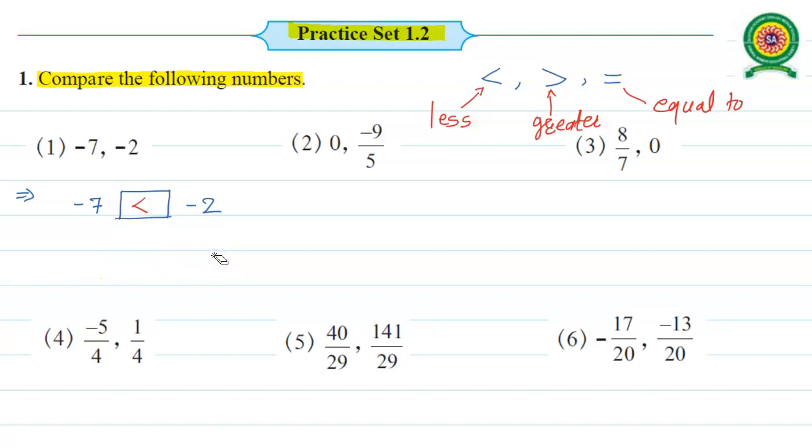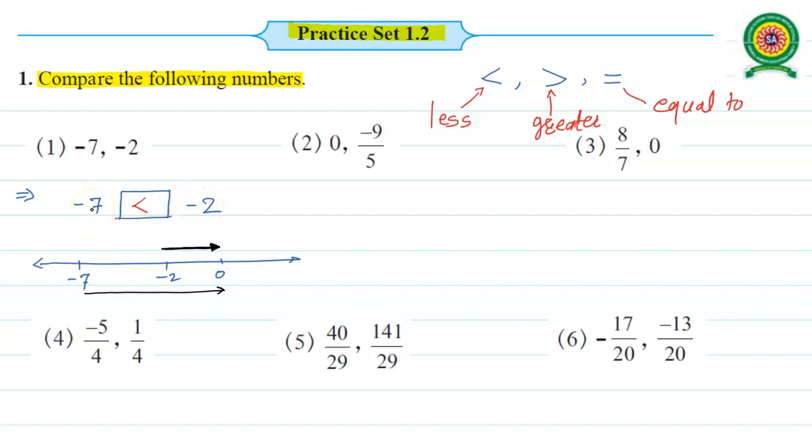Keep in mind we have a number line, on it somewhere we have minus 2 and somewhere we have minus 7. The negative number which is closer to 0 is always the greater number. As compared to minus 7, minus 2 is closer to 0, that's why minus 2 is greater than minus 7.